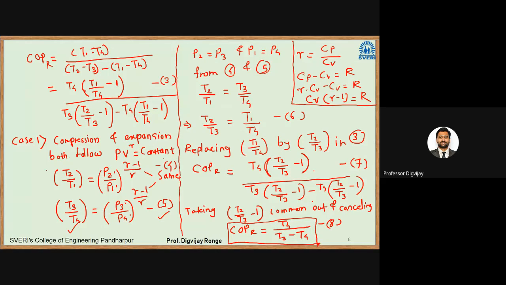So T2 by T1 is equal to T3 by T4. I rearrange the terms, then I have replaced T1 by T4 with T2 by T3 in expression number 3. Then what we get is COP equal to expression number 7. Then I have taken T2 by T3 minus 1 common out and cancelled it. So COP is equal to T4 by T3 minus T4.